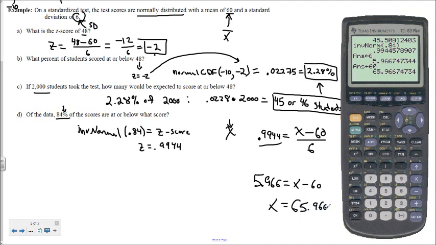If I was to round that to either the 1,000th, 10th, or 100th, all of them would round up to a score of 66. So you would need to get a score of 66 on the test to do better than 84% of your classmates.